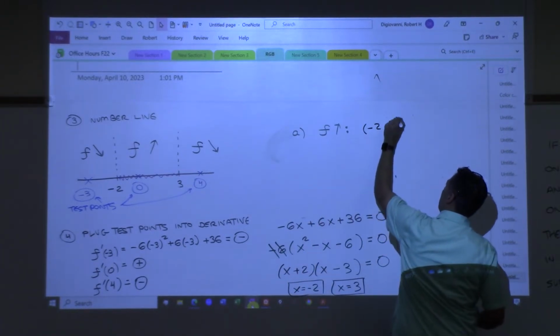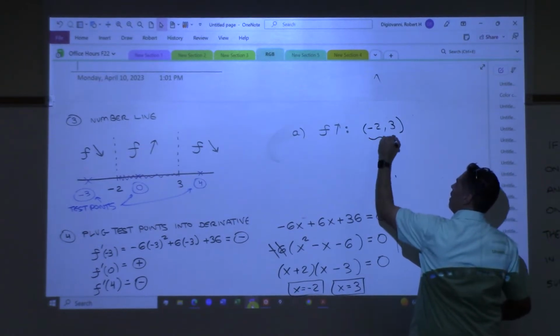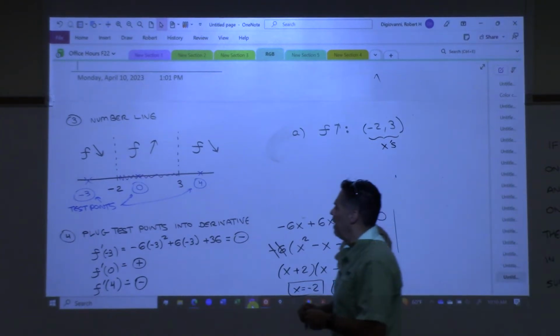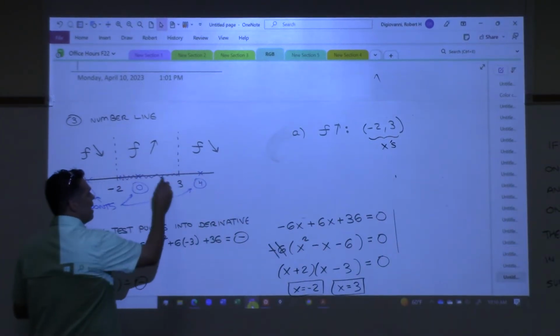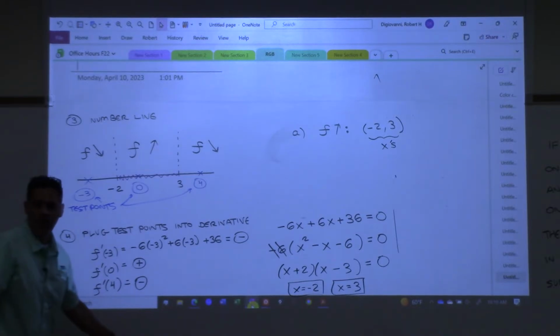-2 to 3. Now, just understand, these are x values. These are x's that I'm giving you. If your x value is between -2 and 3, I guarantee that the function's going up over there. Between that, on that interval, the function has to go up. Good or no?